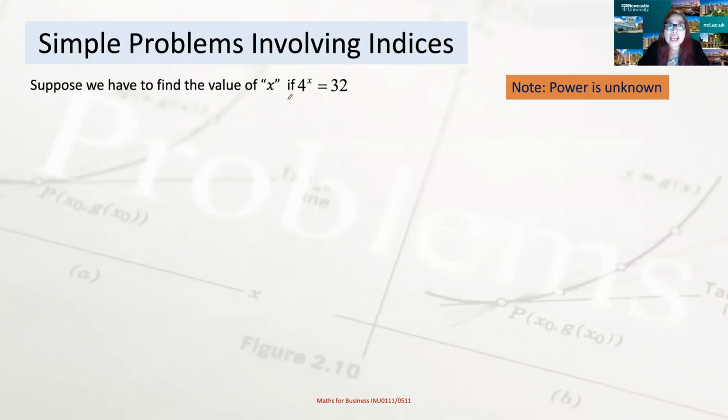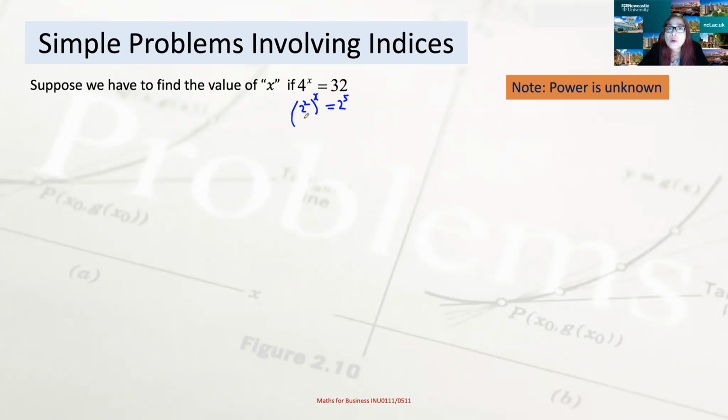Suppose now we have an unknown quantity. For example, we have 4 to the power of x is equal to 32. That means x is unknown. Note that the power is unknown here. It simply means that you have to make the base the same. For example, I can write 4 as 2 squared, so 2 squared to the power of x. And I can write 32 also in terms of 2 to the power of something. I can write 2 to the power of 5 as 32.